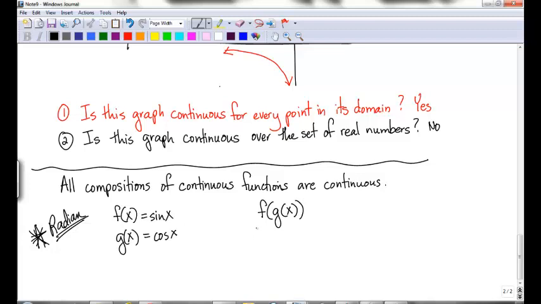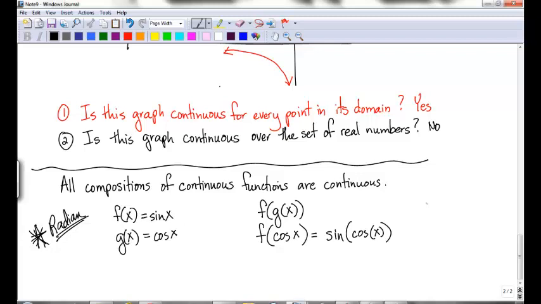So if I did f of, and I would put cosine of x in for g of x. That's saying in the f function, everywhere you see an x, you're going to put in cosine of x. So you'd have the sine of the cosine of x. I'm putting that extra parentheses around the x just because the calculator will. So they want you to graph sine of the cosine of x.